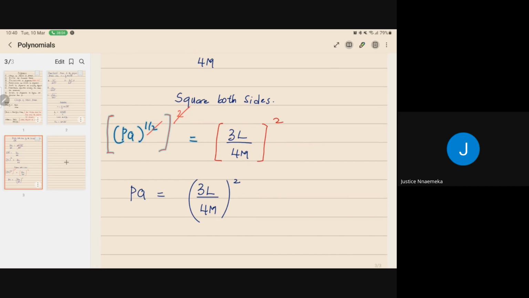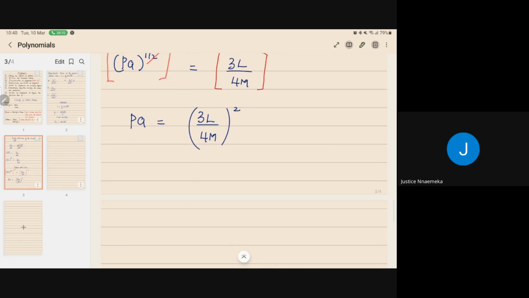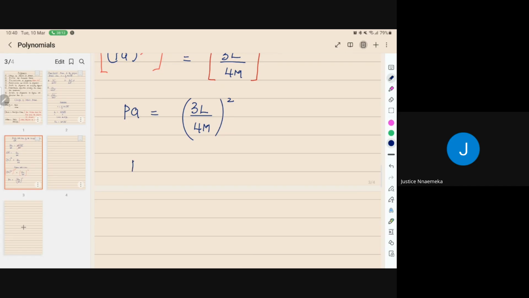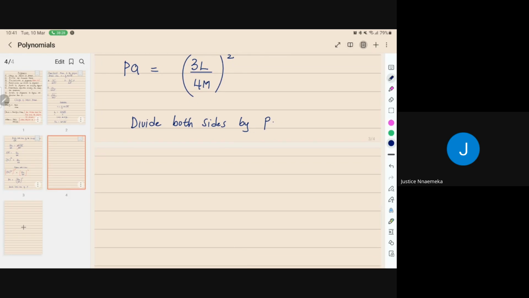Now I'm looking for Q, but Q is attached to P. So what am I expected to do so that P will no longer be attached to Q? I'm going to divide both sides by P. Now, when I divide both sides by P, for us not to get confused, we can have PQ. Remember, in the exam hall, you shouldn't be as detailed as this. Nobody's giving you marks for being detailed. If I'm solving this question in the exam, trust me, I'm done by now. So this is 3L over 4M all squared, divided by P.